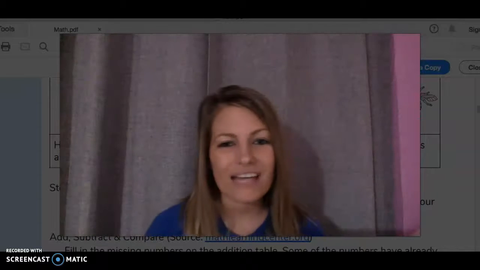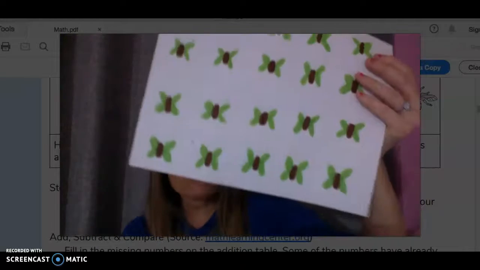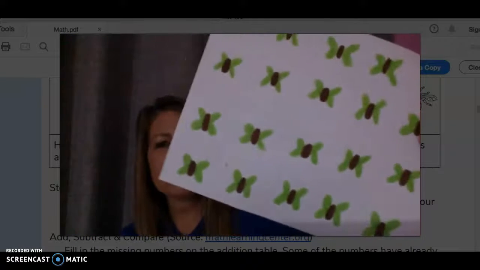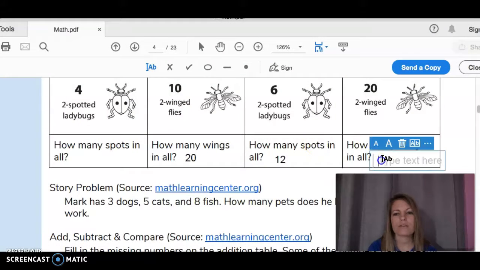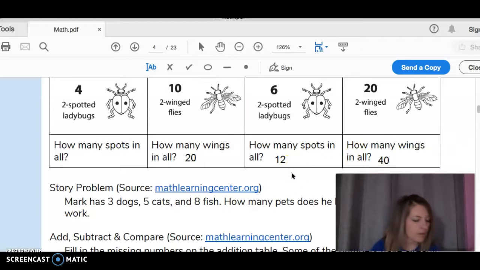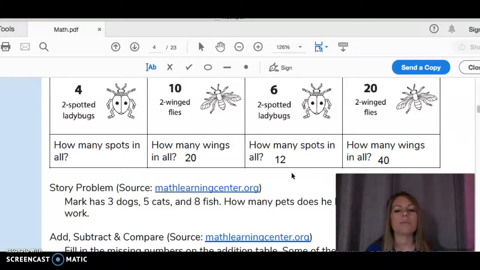So I went ahead and started counting by ones at the very bottom. So out of all of these 20 winged flies, if I counted up all the wings, I would end up with 40 wings. So sometimes when you have math problems, I find it easiest to go ahead and draw pictures like I did to help you solve the problem.